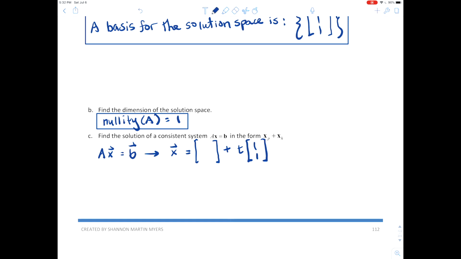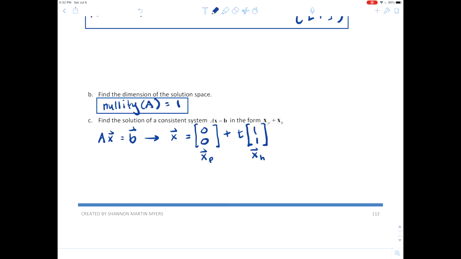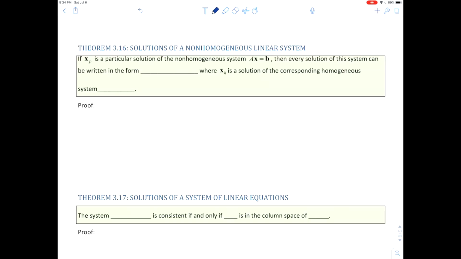Well, what's the particular one that will always work? Beautiful. 0, 0, correct? So this one would be our XP, and this one is our XH. And we're keeping the T there because we want all possible answers. Cool so far? So if we let T equal to 1 now, then we'd have 0, 0 plus 1, 1. Groovy?